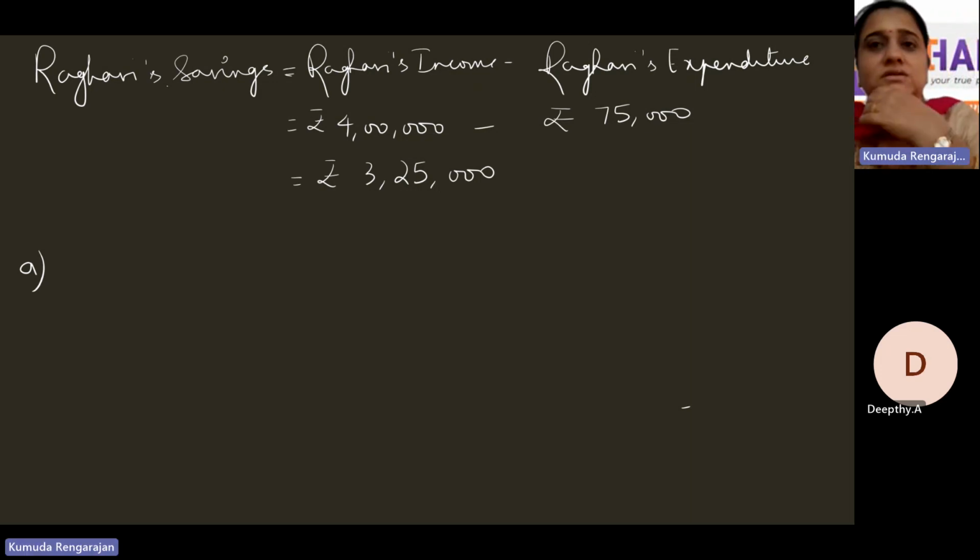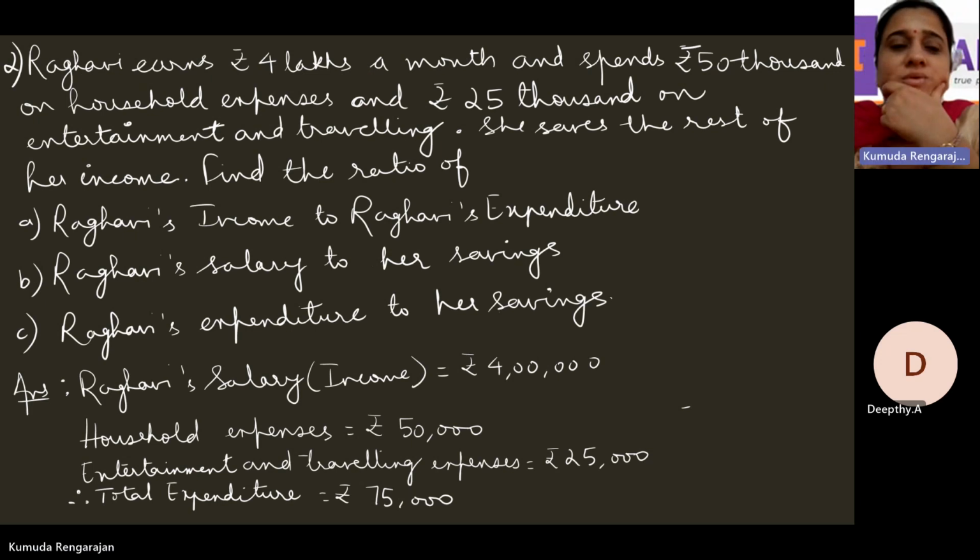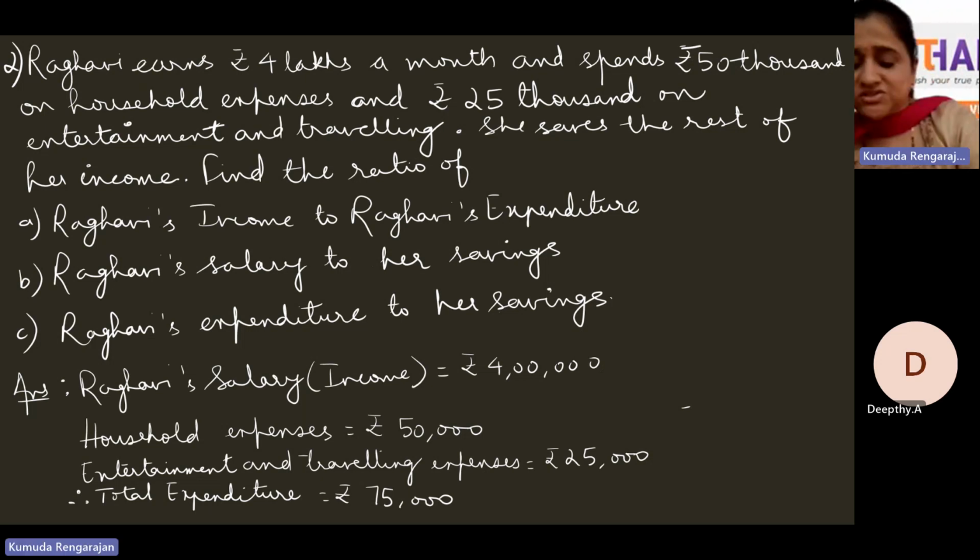So how much does she earn? How much does Raghavi earn? 4 lakhs. So how much does she spend in all? Totally, how much does she spend? 75,000. So we have to put together 50,000 and 25,000. So totally she spends 75,000. And then how much does she save?